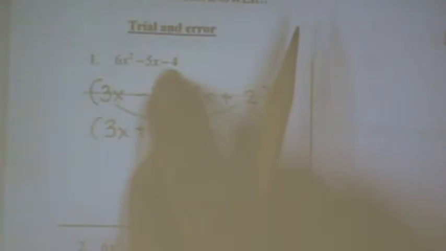One of them has to be positive and one has to be negative. Why is one going to be positive and one negative? Because it's a -4. So what is 3x times 1? The outers and the inners. What is 3x times -1? -3x. And then what's 4 times 2? Did that one work?